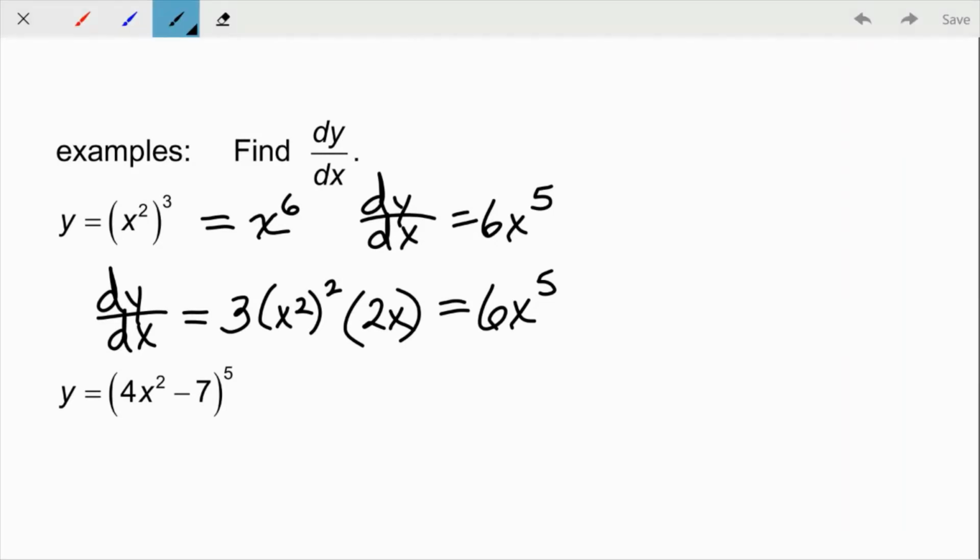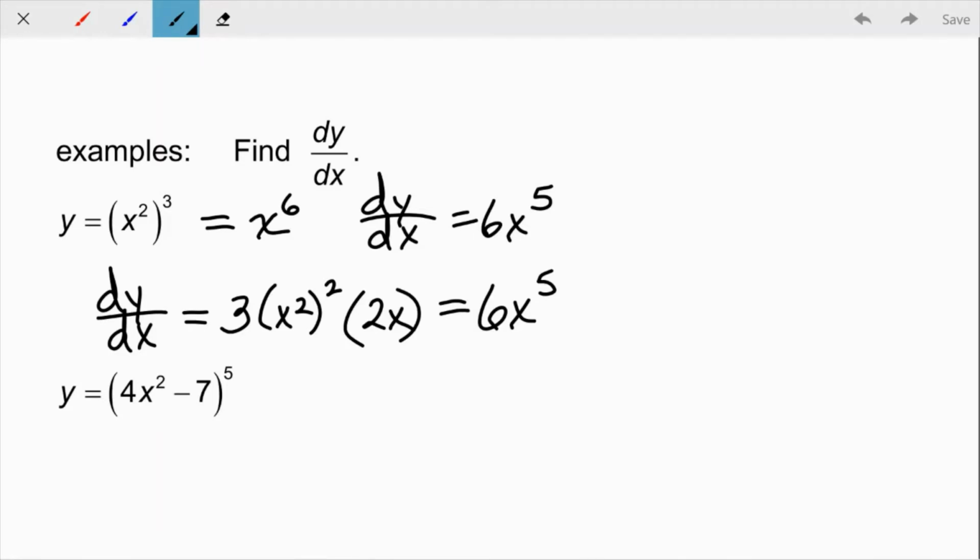We have (4x squared minus 7) raised to the fifth power. Now, if you remember your binomial expansion from Algebra 2, you might know how to expand this thing out and get a bunch of terms. That's really not the best way for us to go about it for a couple of reasons. First of all, it's a lot of extra algebra. But the second reason is when we get our derivative, when possible, we like to have it in a factored form for when we get into our applications of derivatives.